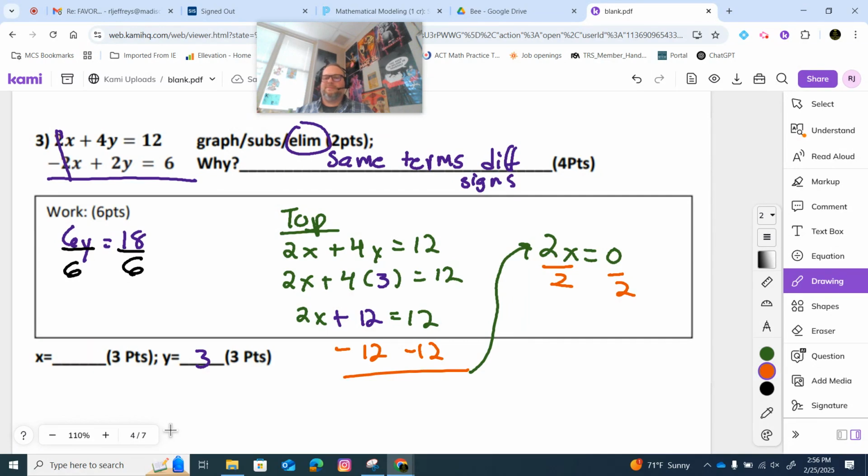So now, when you find this, yeah, x is 0. 0 is a possible answer. So you're good.